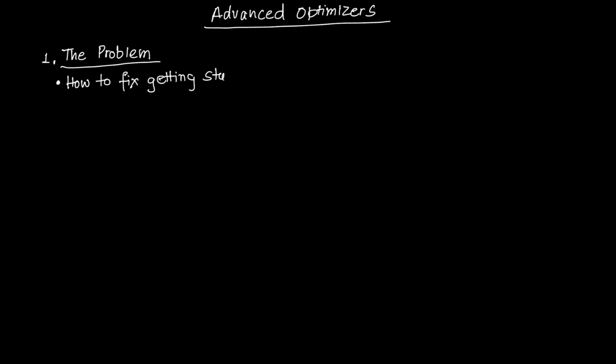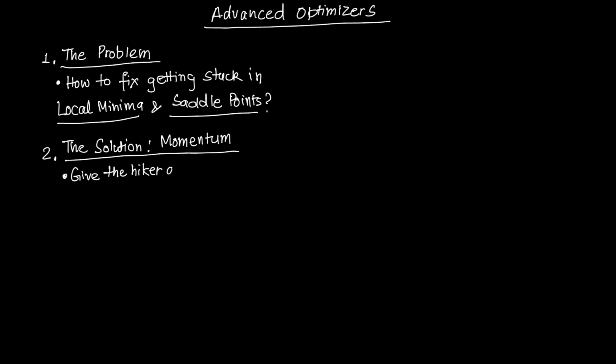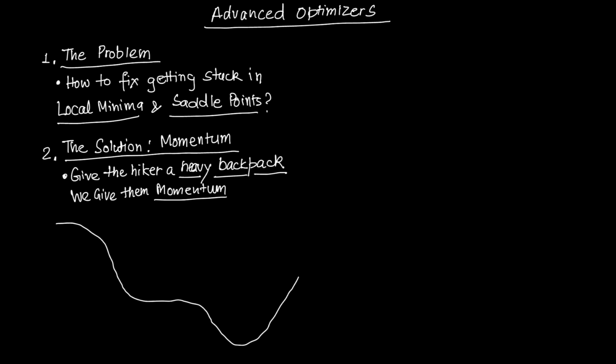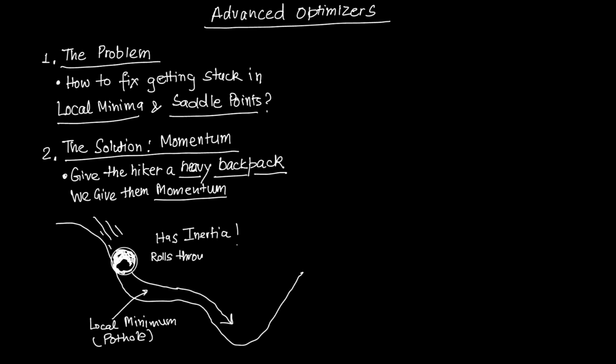So, how do we fix getting stuck in local minima and saddle points? We give the hiker a heavy backpack. We give them momentum. Imagine a heavy bowling ball rolling down the hill. When it hits a small local minimum or a pothole, does it stop? No, it has inertia. It rolls right through the small dip and continues to the big valley.